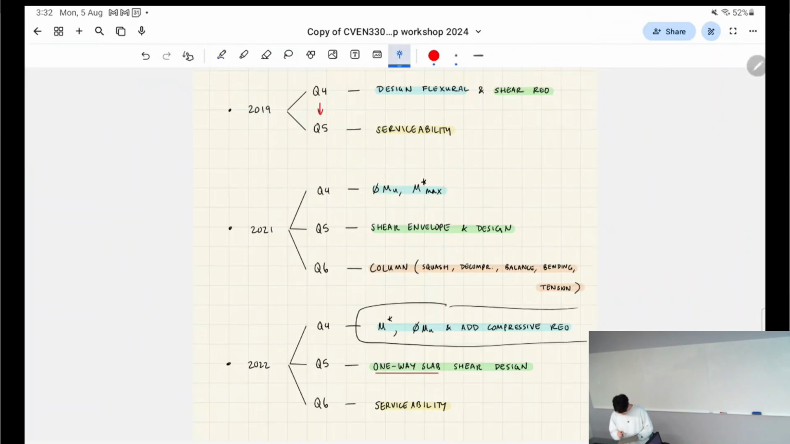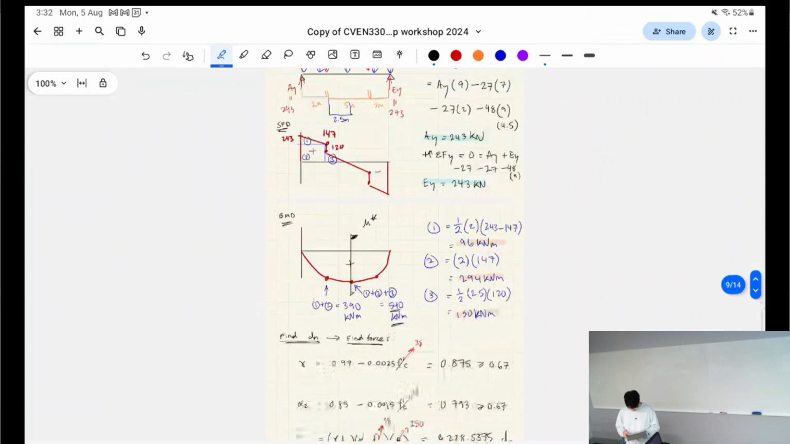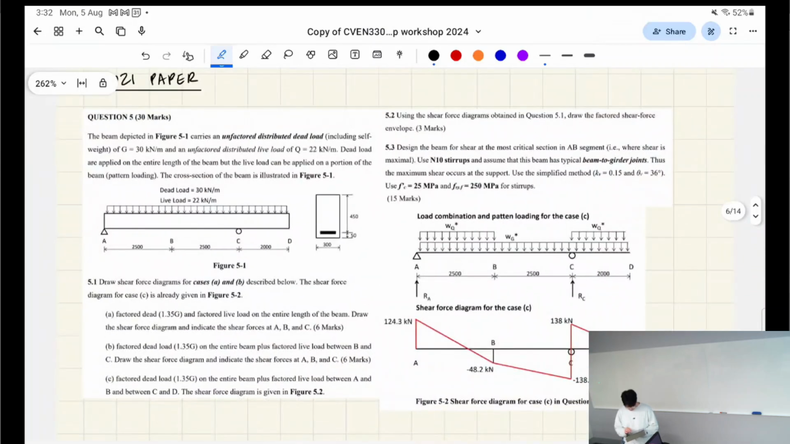Should we do the shear force envelope or the one with slab? Envelope? Okay. 2021, question 5. Here's the question, just give it a read. I'm going to get my notes up.